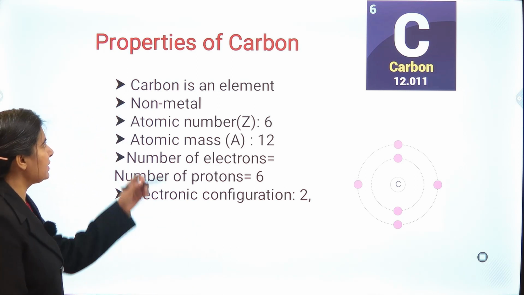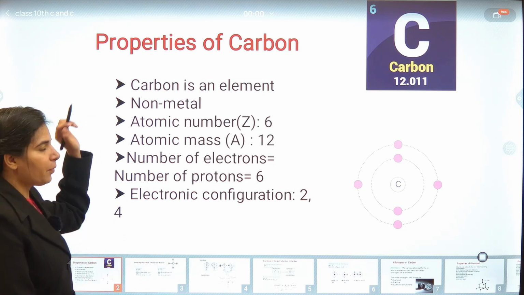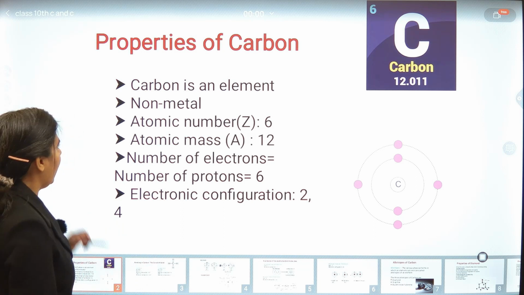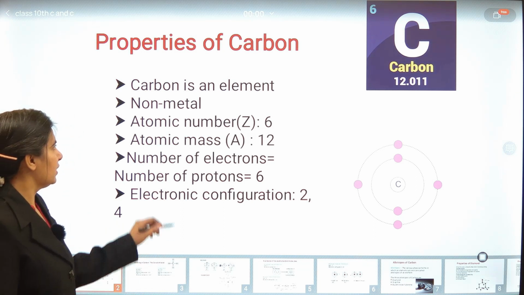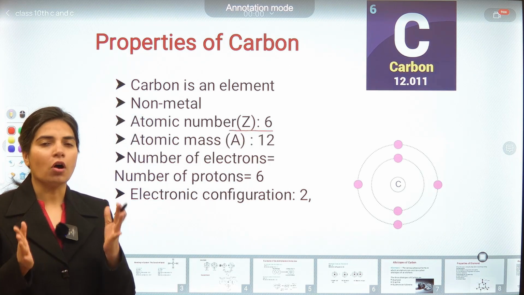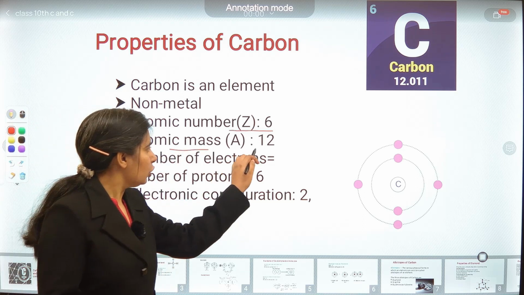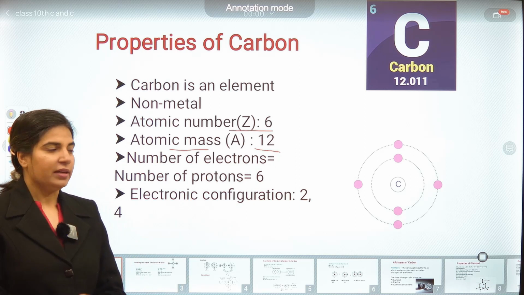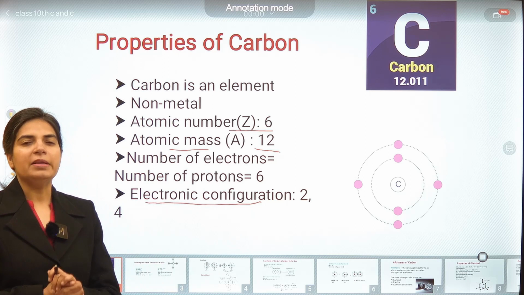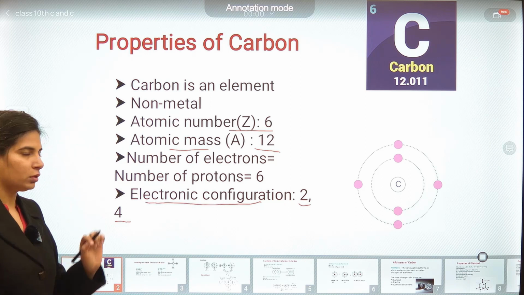The first property is carbon is an element. The second property is carbon is a non-metal. And the third property is atomic number of carbon is 6. And if I talk about the atomic mass of carbon, it is 12. And if I talk about the electronic configuration, then carbon has electronic configuration of 2 and 4.